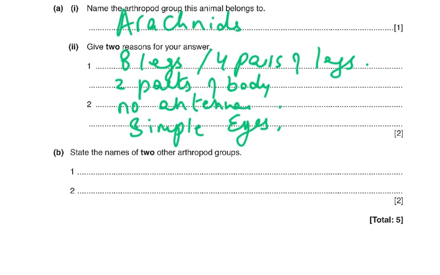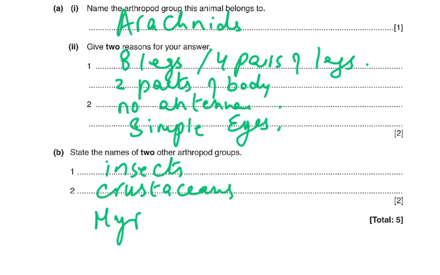State the name of 2 other arthropod groups. Insects, crustaceans, and myriapods. So any 2 out of these, and you would have your 2 out of 2.